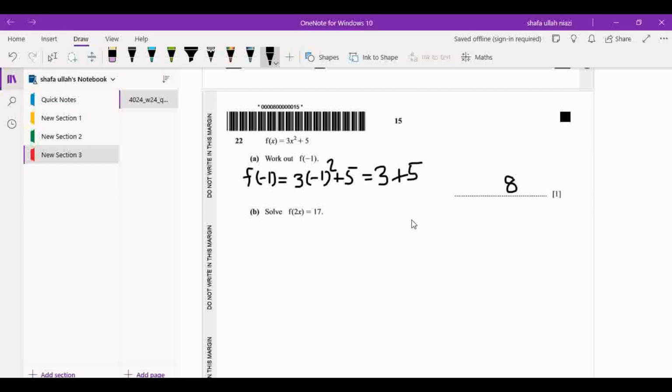That's it. Solve the equation f of 2x is equal to 17. Replace x with 2x in this equation. So we get 3 into, x is replaced with 2x, so put 2x here.